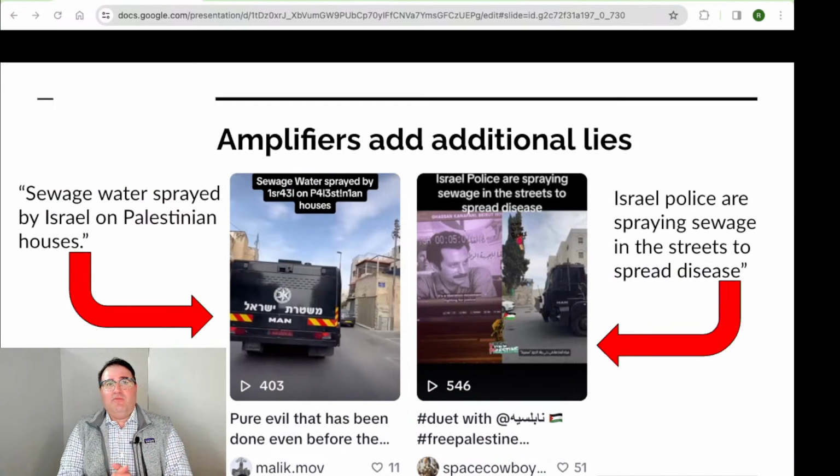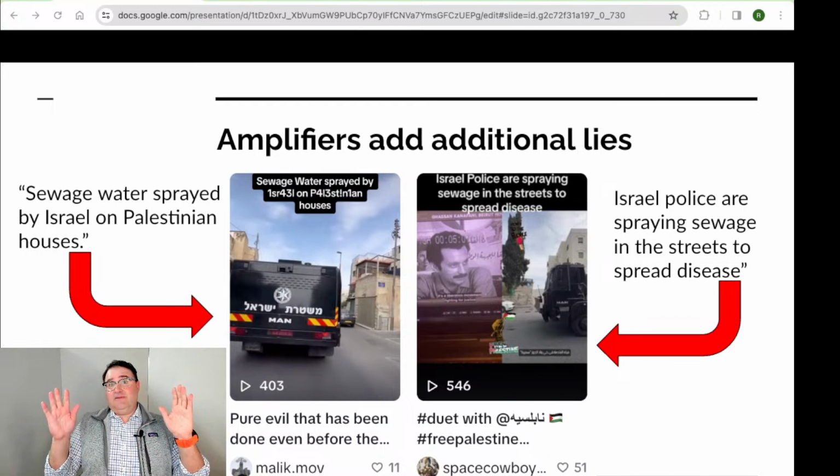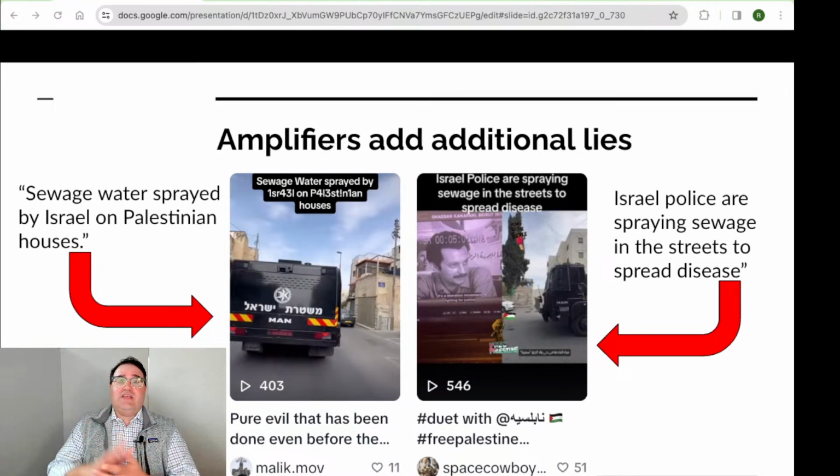So here's an example. This item on the left says, "Sewage water sprayed by Israel on Palestinian houses." And the one on the right, "Israeli police spraying sewage in the streets to spread disease." I didn't say anything about spreading disease. This was just something somebody made up, but it works, because the more extreme examples on social media tend to rise to the top. So if you're that disinformation agent, you want to send these guys a thank you card. Thank you for spreading this disinformation for us.